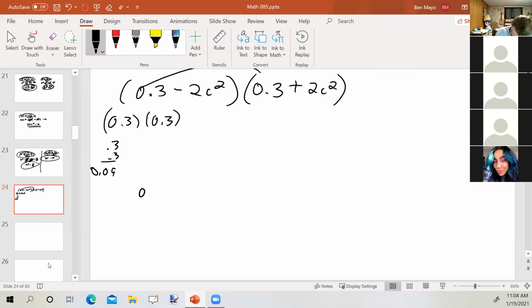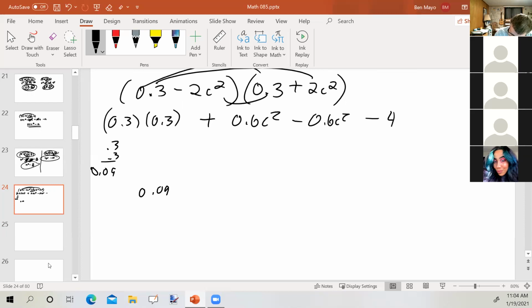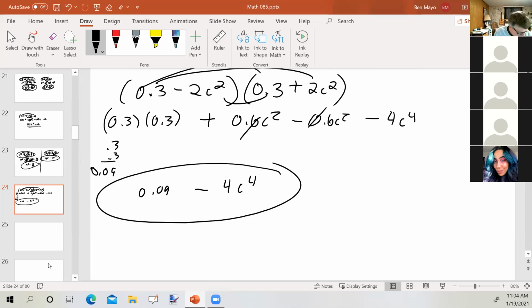Okay. So 0.09. And then I'm going to get what? Plus 0.3 times 2 would be what? 0.6c squared minus 0.6c squared. And then minus 4c to the fourth. Because again, those two middle terms would cancel out. Okay.